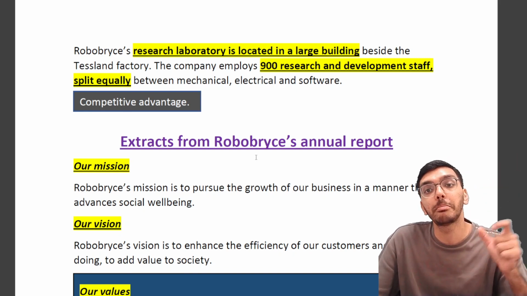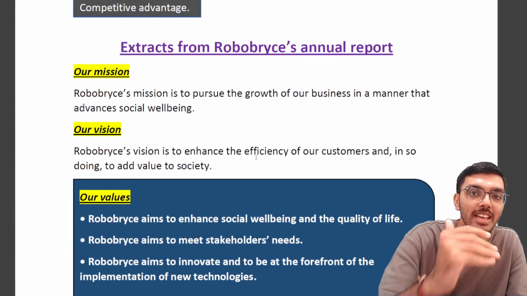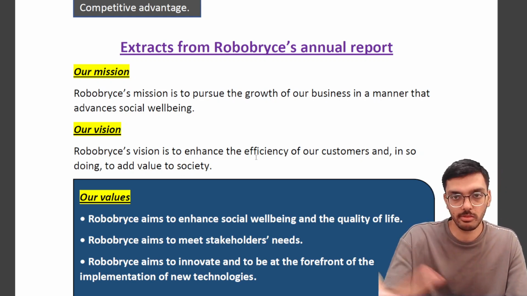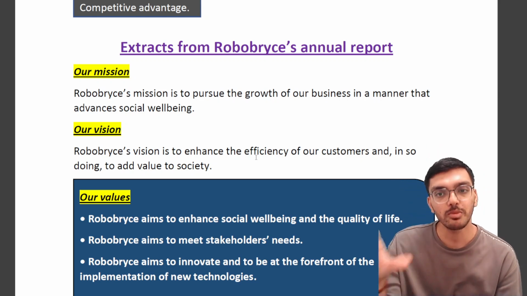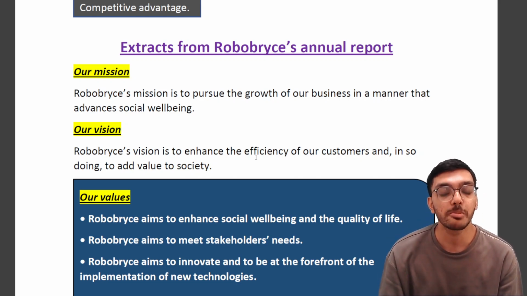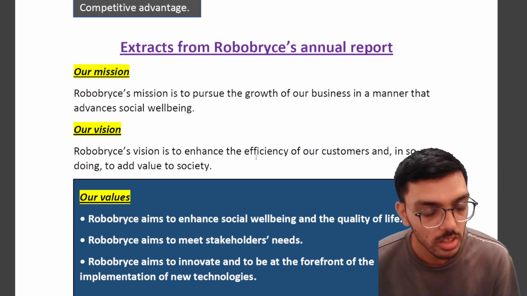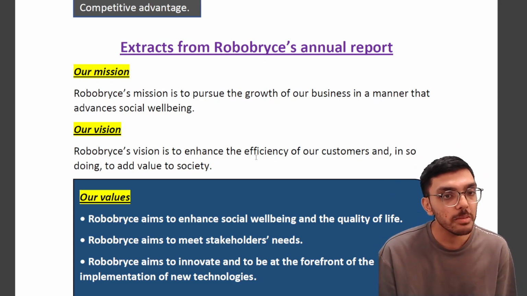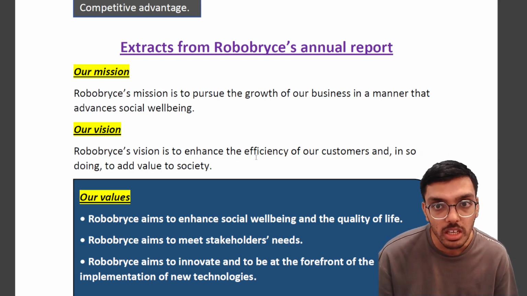This was about our products. Now they have given us some extracts from Robobryce's annual report. So they are telling us that Robobryce is obviously a listed company, so they are releasing annual reports. They've given us one extract from that report. And this is very important because it speaks about the mission, the vision, and the values of this company. Now you'll tell me, why is mission important? Mission is important because it's the actual reason for the existence of the company.